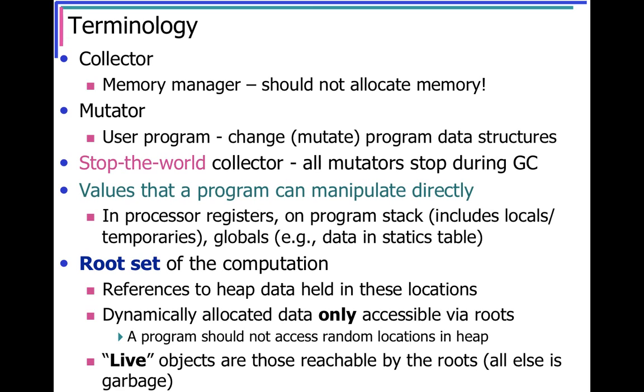The mutator is the user program. It's called the mutator because it can change and allocate memory. It does so through manipulation of its data structures. The term stop the world collector defines collectors that stop all mutators in order to perform GC. This is a very simple approach to garbage collection, but also very effective.